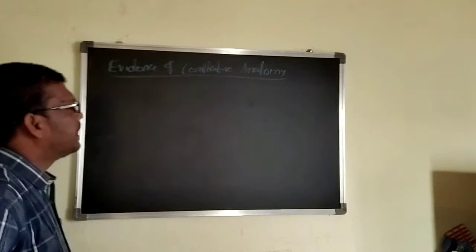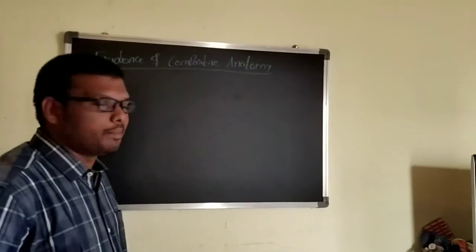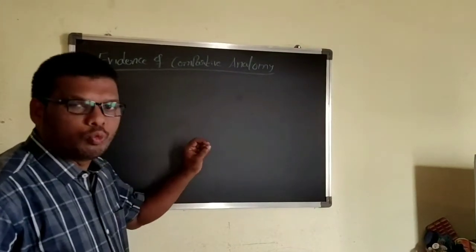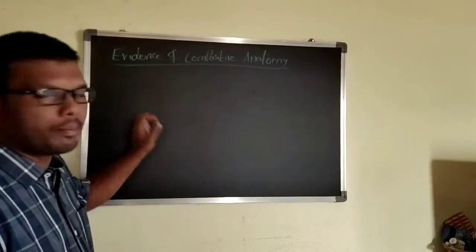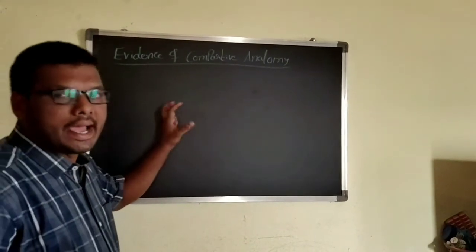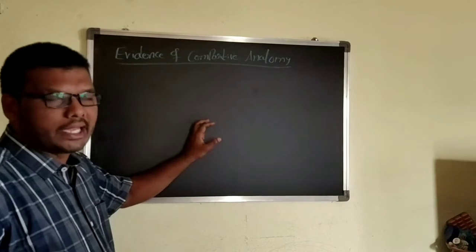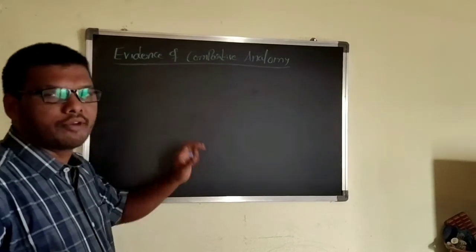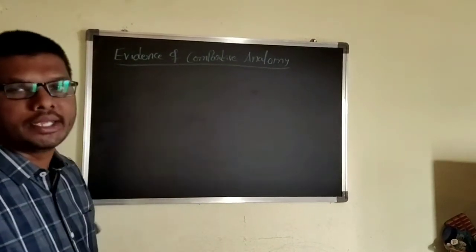Last class we discussed the evidence of paleontology and the evidence of embryology, and today we will discuss the evidence of comparative anatomy. One compulsory question comes from this topic. It is very important from the point of view of IP, MSET, and NEET. Examples are very important here.